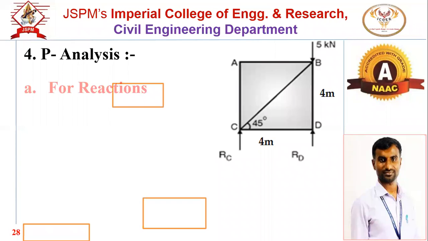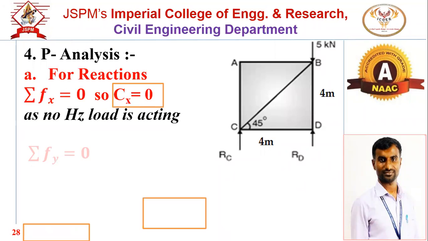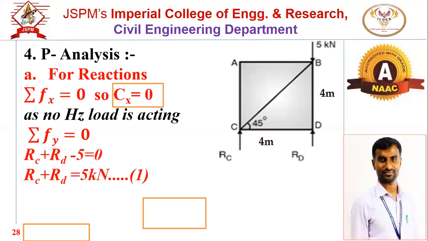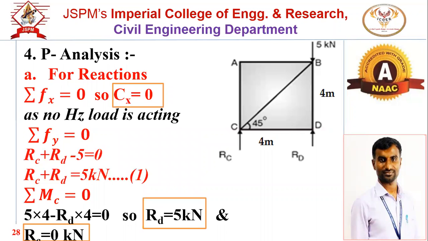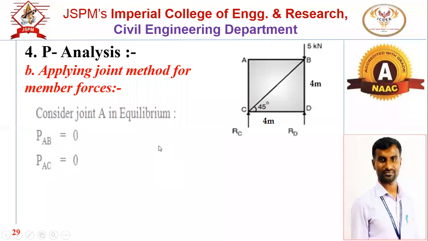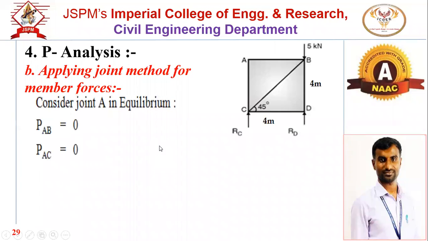So for that, initially we have to work out the reactions. Find out the reactions using available equations, that is summation Fx equal to 0, summation Fy equal to 0, and summation of moment at point C equal to 0. Using these conditions, you have got the reactions. Okay. And we have applied the joint method. So we have to use the joint method to find out the member forces.